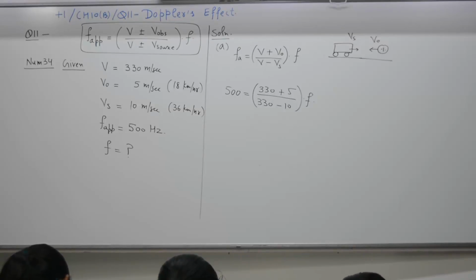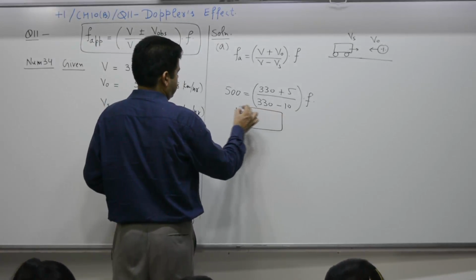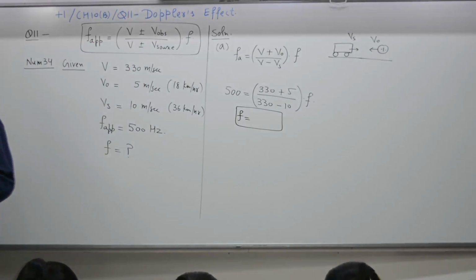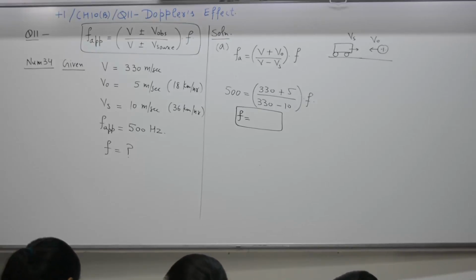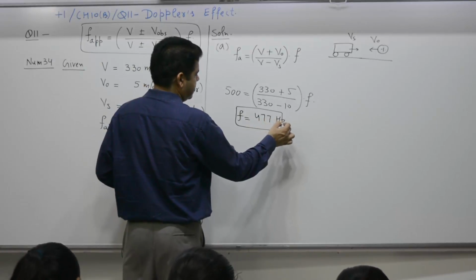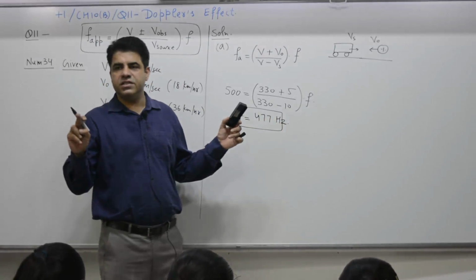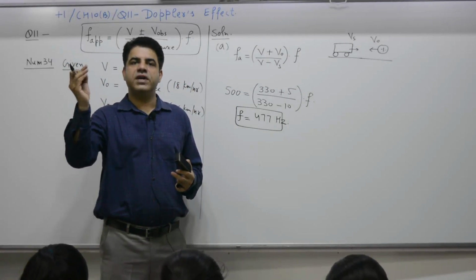Solution for A part, when two are moving in opposite direction, F is equal to what? Find the value of F. It will come out to be less than 500. It comes out to be approximately 477. Agreed? Approximately 477 hertz. Actual frequency is 477. They are approaching each other, that is why the apparent frequency is more, that is 500.